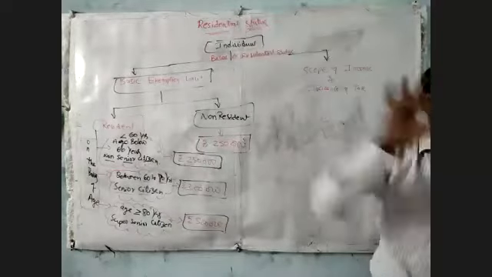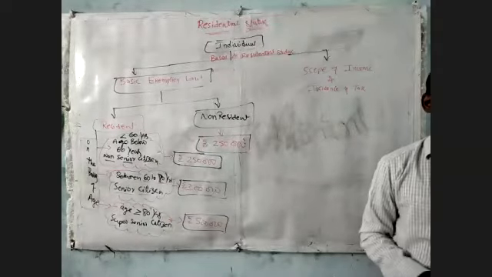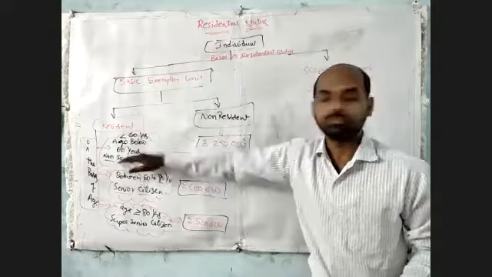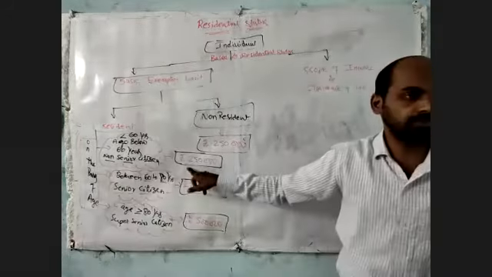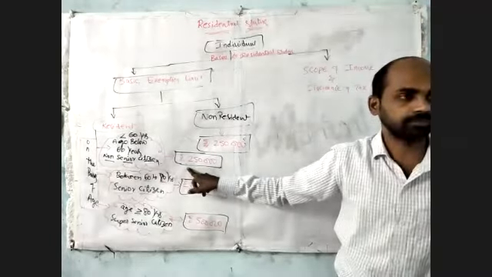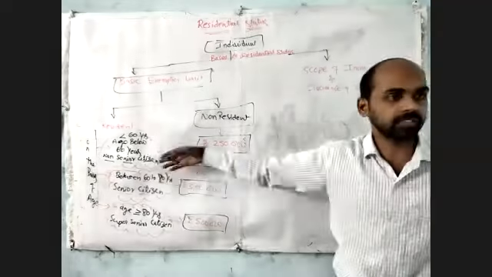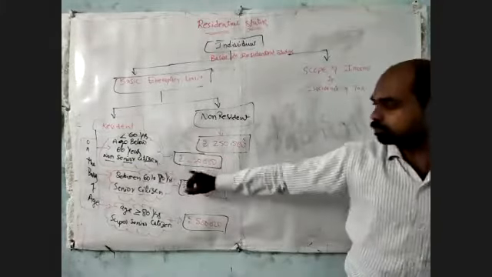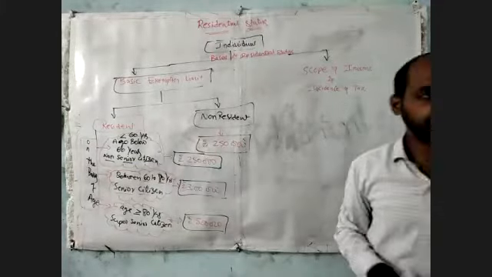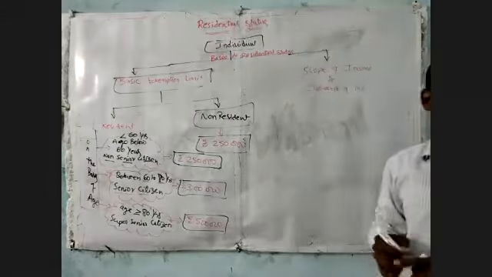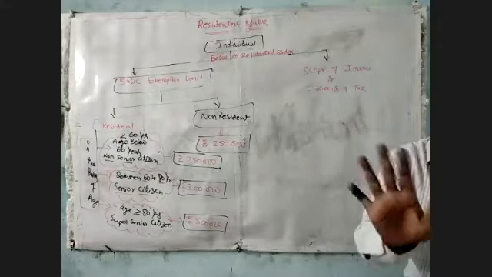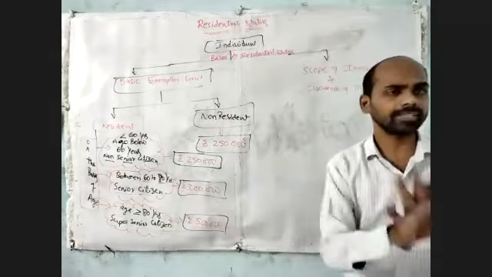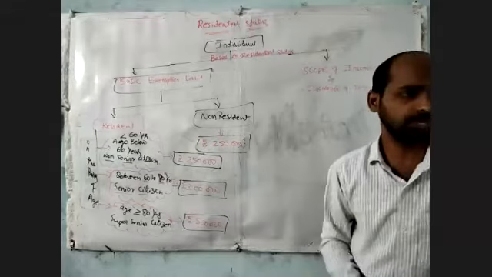So residential status is very much important. In case of HUF also, it is 2,50,000 basic exemption limit. For AOP, BOI also, 2,50,000 is the basic exemption limit. For a company there is no basic exemption limit. For a partnership firm there is no basic exemption limit.